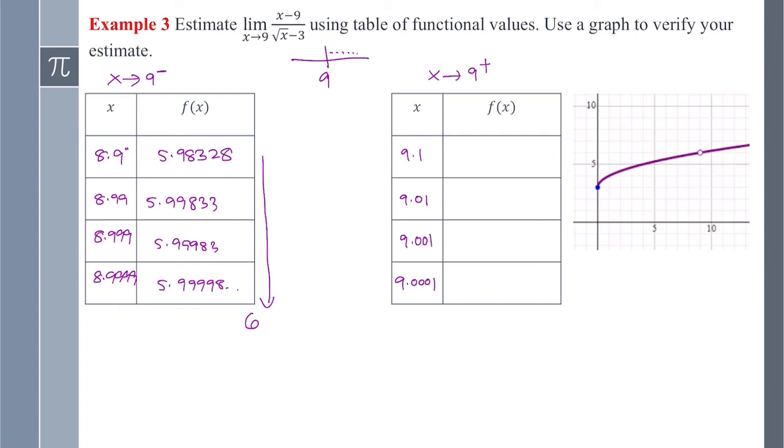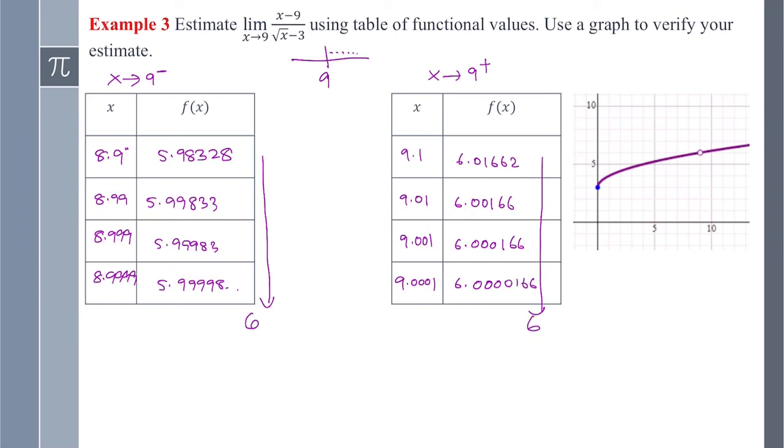So again, if we put this into the calculator, this is what we are going to get. 6.01662, and then for 9.01, we'll get 6.00166, and then when we plug in 9.001, we get 6.000166, and then there are more numbers after that. Okay, so when we plug in 9.00001, we are going to get 6.0000166. So again, from here we see the same pattern. These numbers are approaching 6. So from both directions, the numbers are approaching 6.